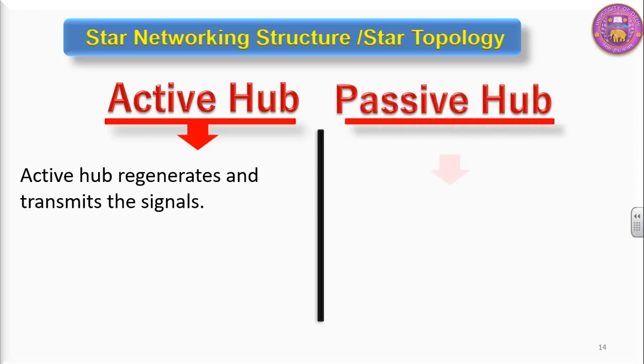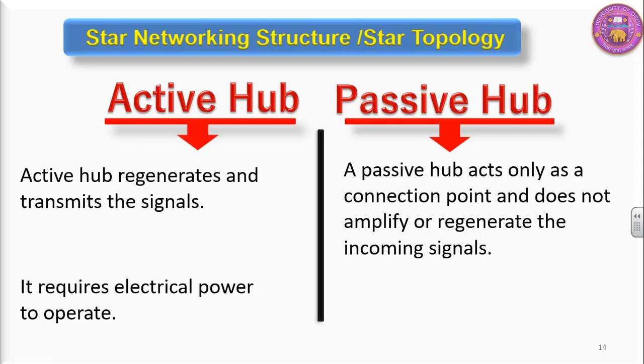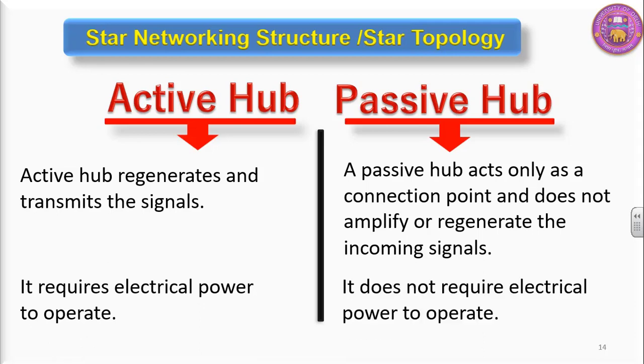Whereas in the case of a passive hub, a passive hub acts only as a connection point and does not amplify or regenerate the incoming signal. In other words, it does not re-strengthen the signal. As the signal is received, in the same way it transmits the signal to all other connected devices. An active hub requires electrical power to operate, whereas a passive hub does not require electrical power to operate.